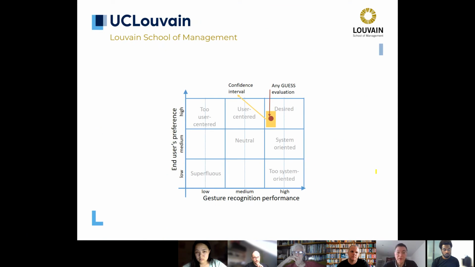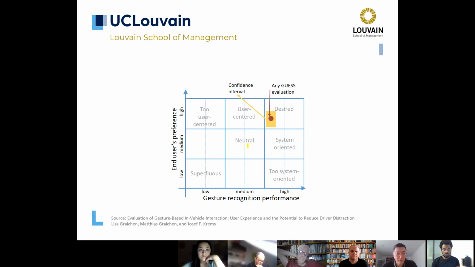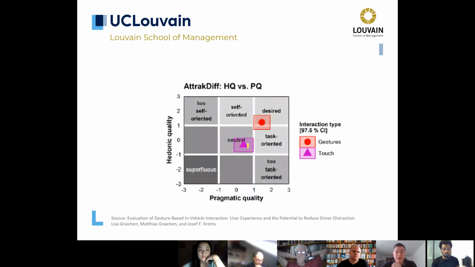So in this case, we should again be in the top right corner by maximizing the gesture recognition, but also maximizing the user preference. And this is something that has been already done, like for instance, in this reference. They did not come up with a specific scale, but they applied the attractive to compare two systems.